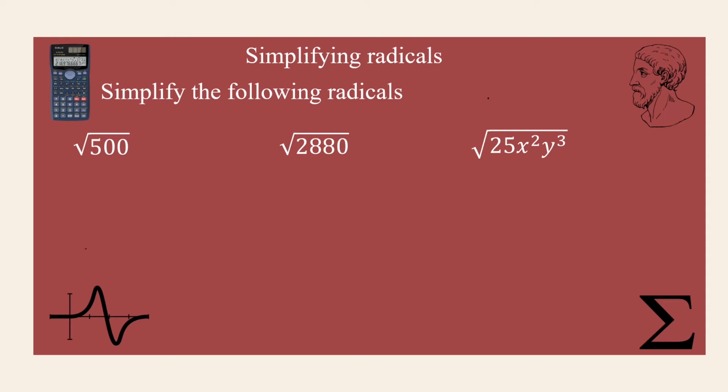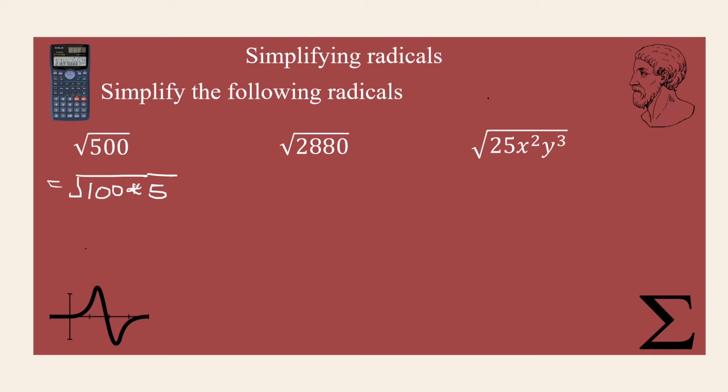Here I have: simplify the following radicals. This is very helpful because sometimes we don't know what the square root of a big number is, but we can break it up using this product rule. So what's an easy way to break up the square root of 500? Well, 100. That's an easy number to work with. And I know that 500 is 100 times 5, so this is equal to that. I've broken it up.